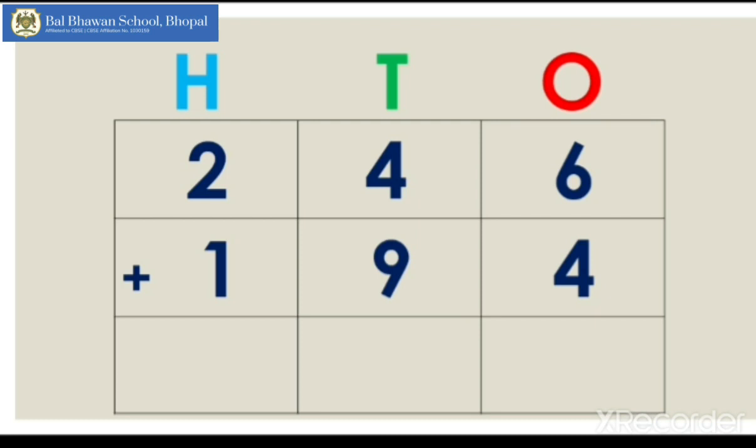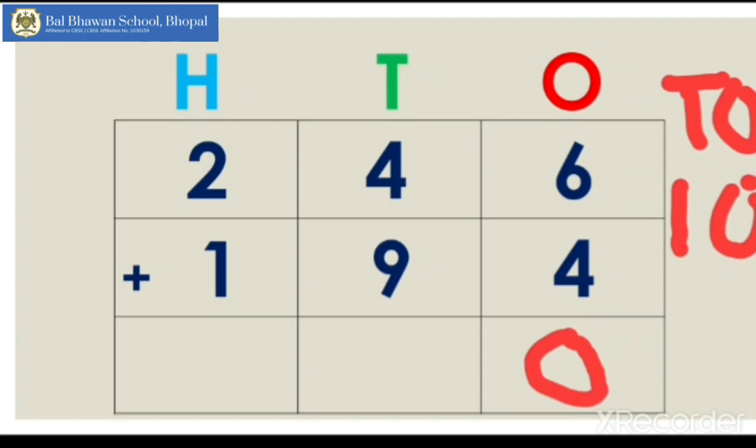Again we will start with the ones place. The digits are 6 and 4. So again you can count 4 times after 6. It will be 7, 8, 9 and 10. Okay, so we are getting a 2-digit number. So this 0 is at ones place and this 1 is at tens place. So the 0 will be written under ones place and this 1 will be given as carryover at tens place.